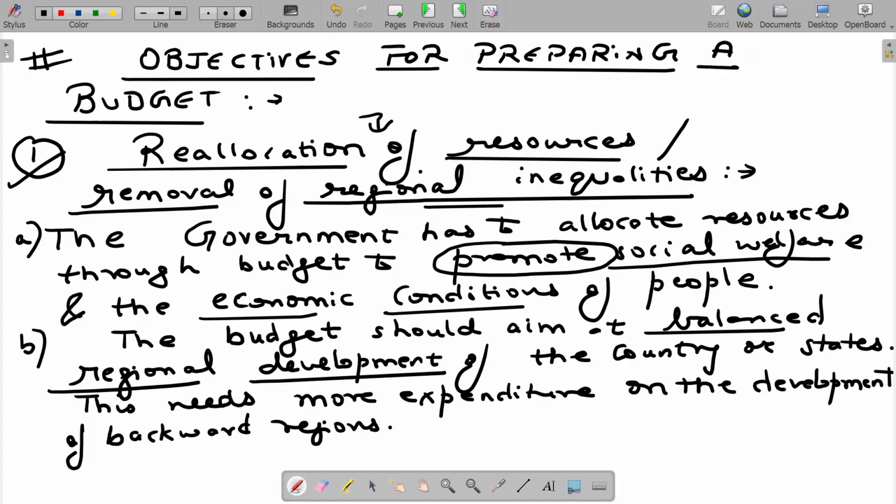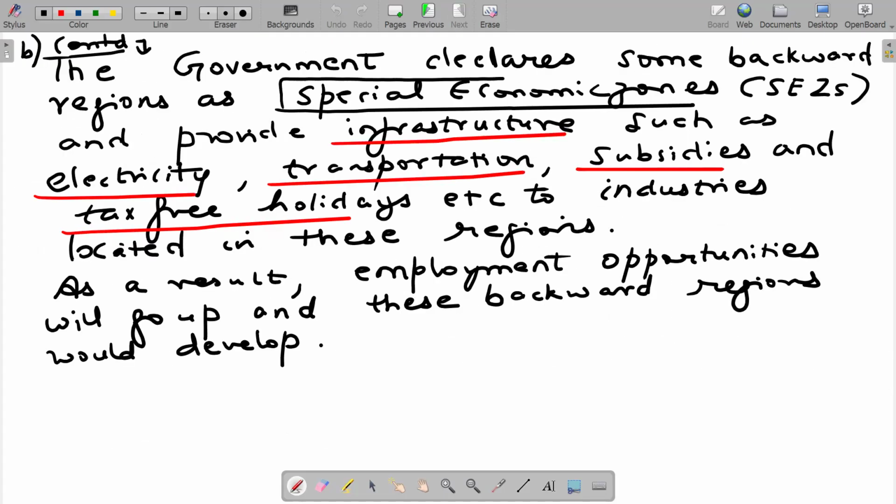In order to ensure balanced regional development, the government comes up with special economic zones. In these special economic zones, the government provides infrastructure, transportation, and all those things which we have discussed. By doing so, industries are motivated to produce more in special economic zones, which in turn leads to employment opportunities going up, thus leading to development of these backward regions. So we are done with point number 1, which was reallocation of resources.